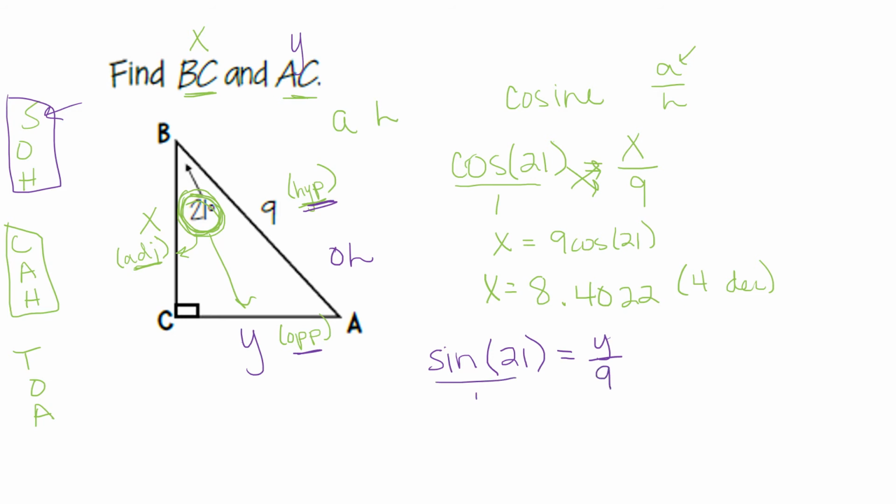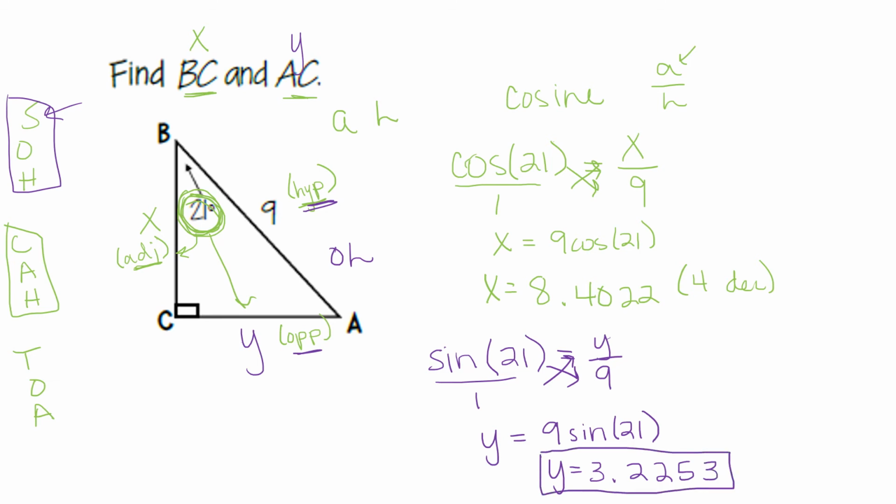So again, put it over 1, and we're going to cross multiply since I have a proportion to solve. So I get y equals 9 sine 21. Again, write that step out because now we'll type it into our calculator as 9, hit the SIN button, and then you type in 21 and close your parentheses to get y equals 3.2253. So I found y and I found x. So again, using your calculator is very, very crucial in this video.